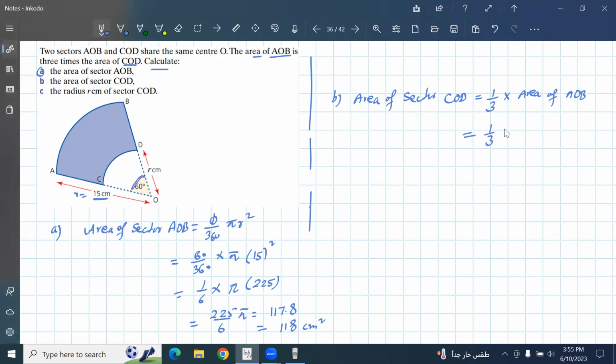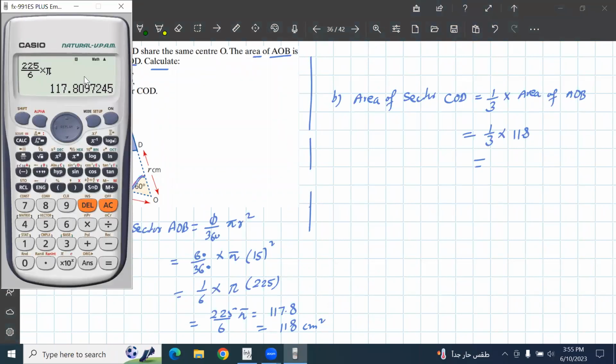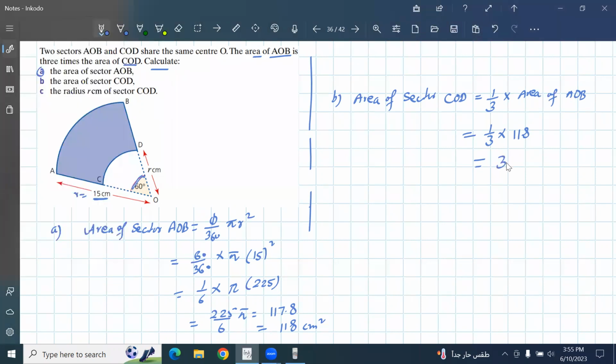Okay, so 1/3 multiplied by 118, that is 118 divided by 3, gives me 39.3. 39.3 centimeter squared. And the last part, they want us to find R.